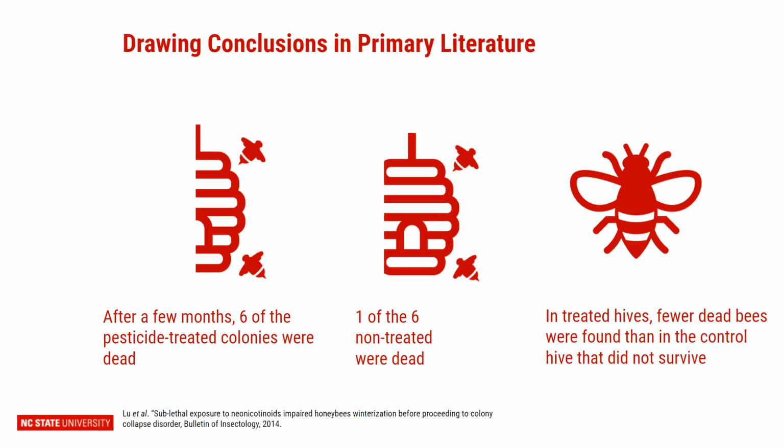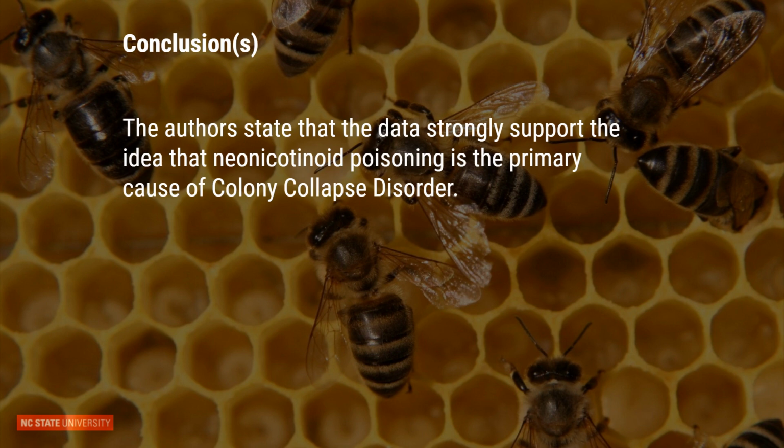Furthermore, in the neonic treated hives that had not successfully overwintered, few dead bees were found in the hive, as occurs in colony collapse disorder, whereas many dead bees were present in the one control hive that did not successfully overwinter. The authors state that the data strongly support the idea that neonicotinoid poisoning is the primary cause of colony collapse disorder.